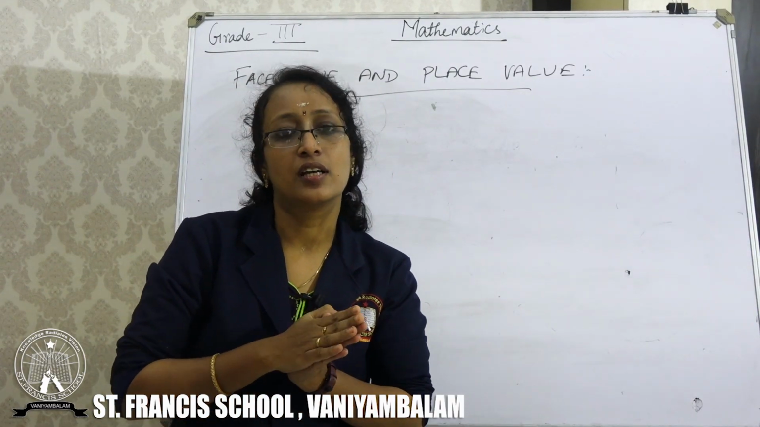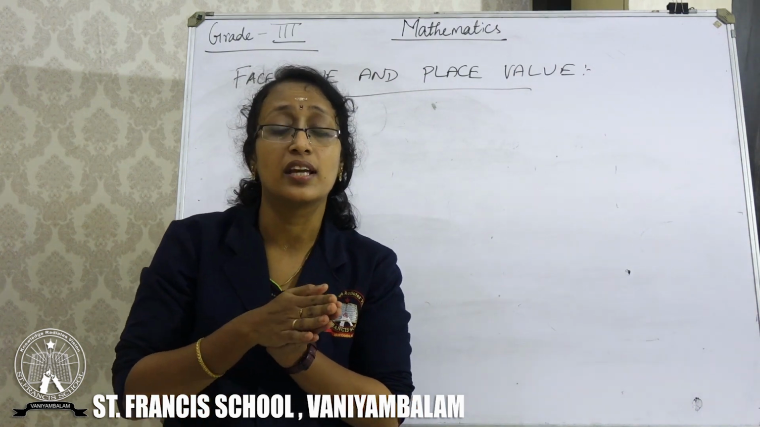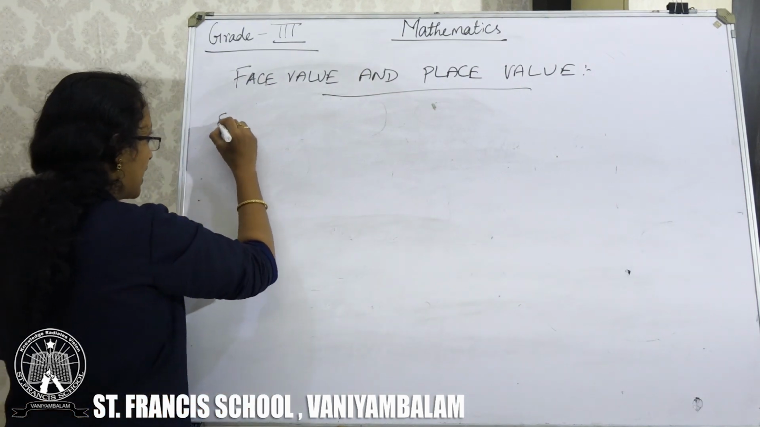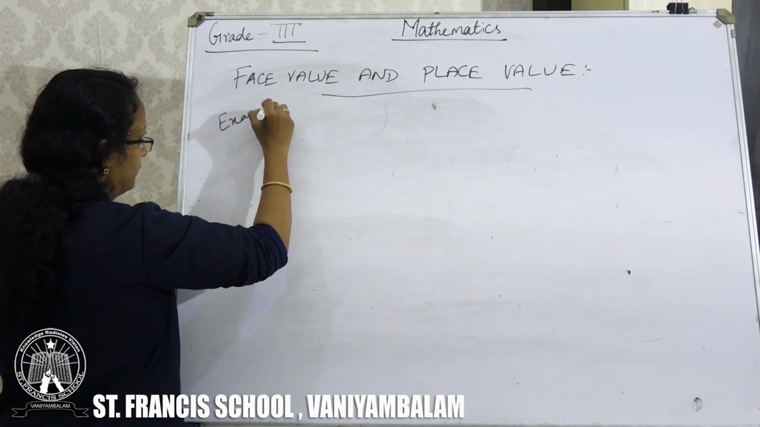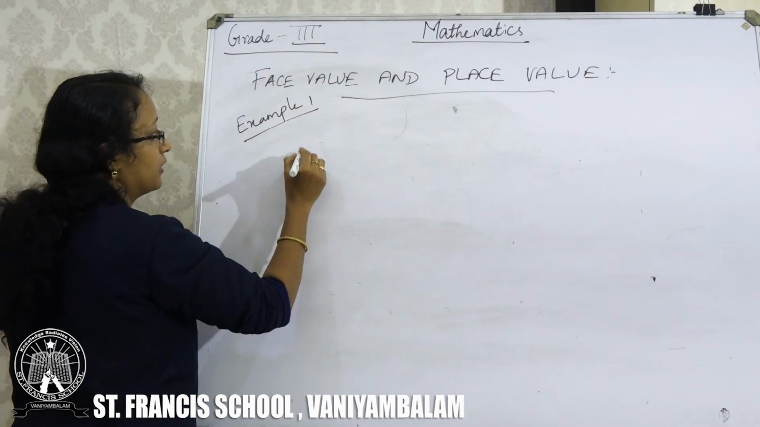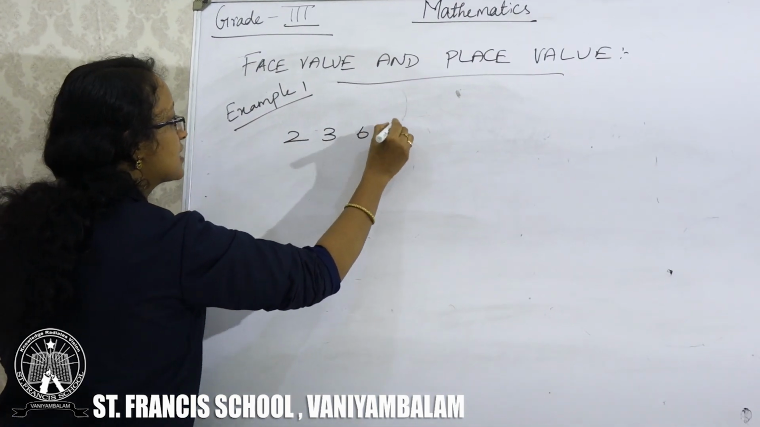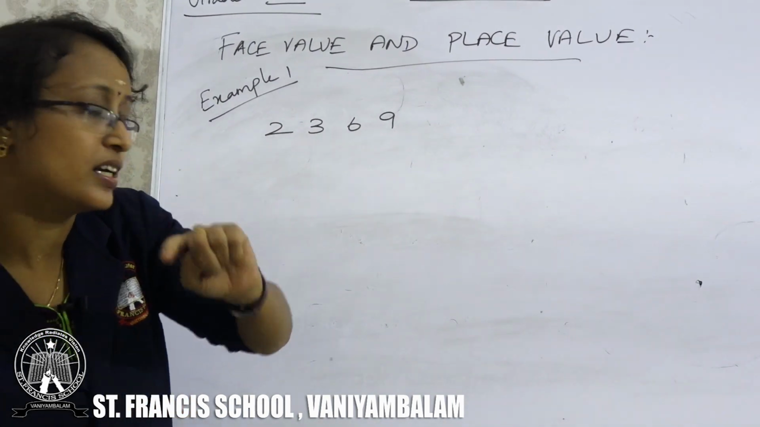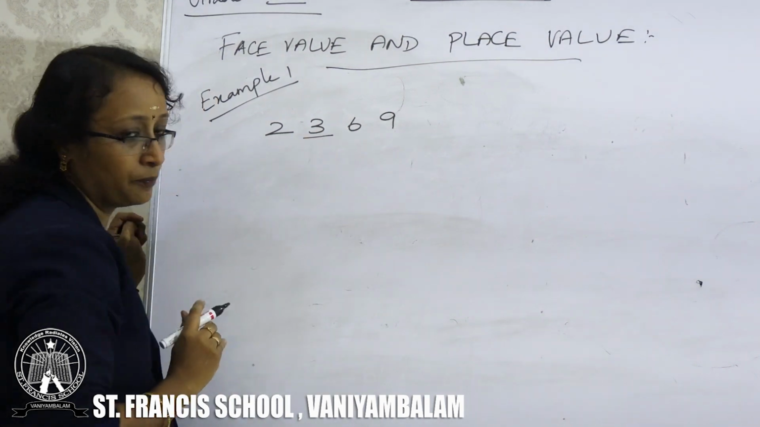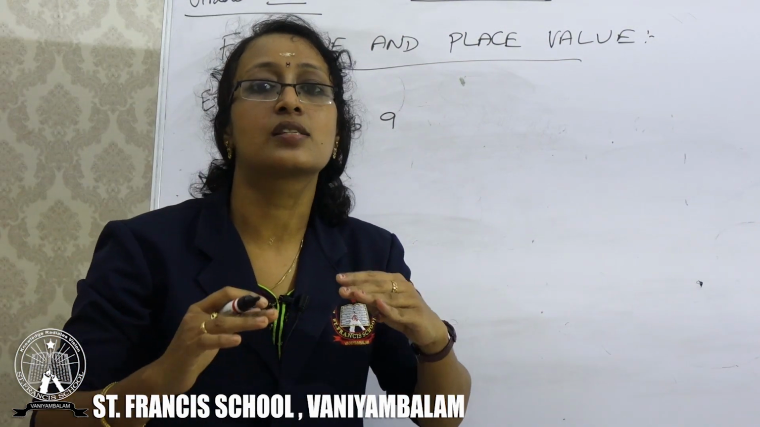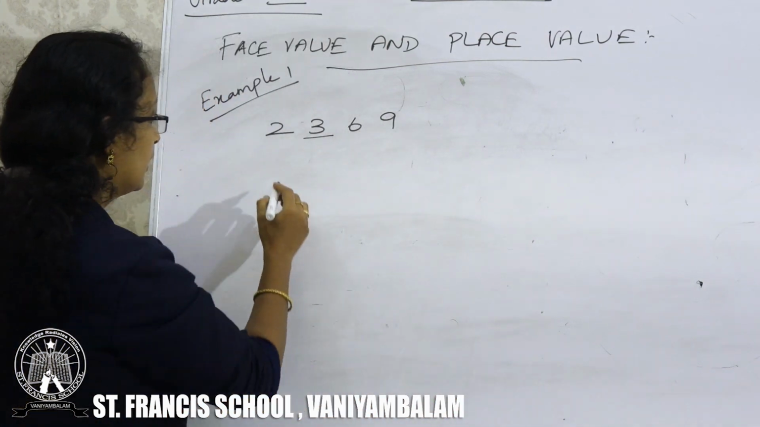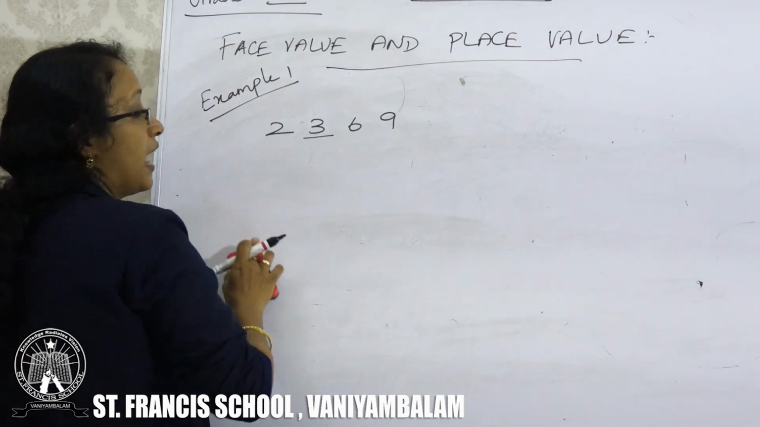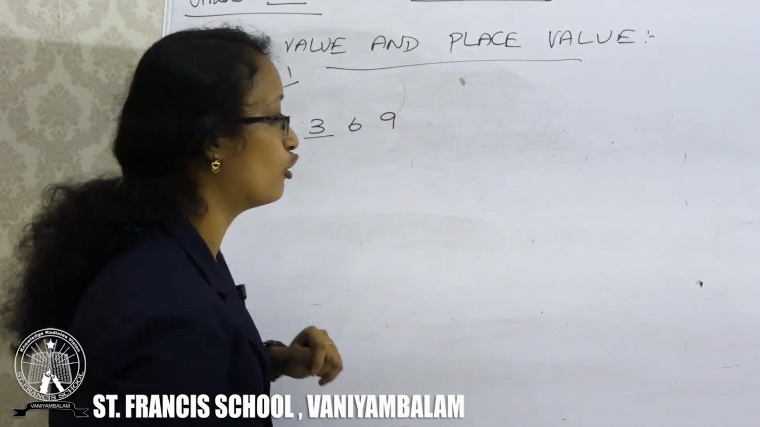Yeah, we are going to study 2 examples. We are going to find out the face value and place value for the 4-digit number. Let us take one example problem. Example 1. 2, 3, 6, 9. Okay, I am going to take any one digit. You can choose one digit. I am going to choose this 3. We are going to find out the face value and place value of 3. First find the face value of 3 and next find the place value of 3.